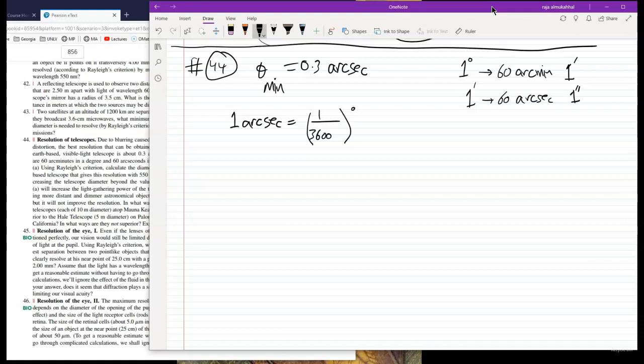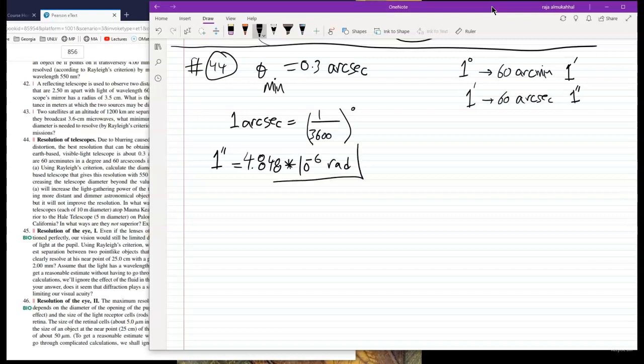Okay, another relation that is interesting. I need to look it up. There it is, right here. This is what you need to know. 1 arc second is equal to 4.848 times 10 to the negative 6 radian.